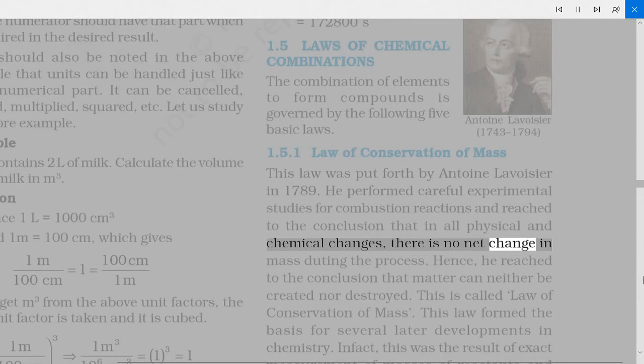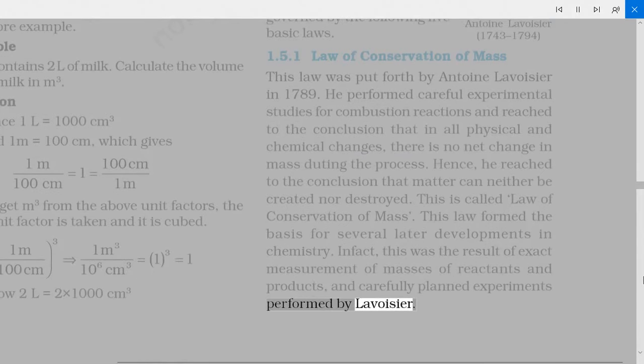This law formed the basis for several later developments in chemistry. In fact, this was the result of exact measurement of masses of reactants and products, and carefully planned experiments performed by Lavoisier. Antoine Lavoisier, 1743-1794.